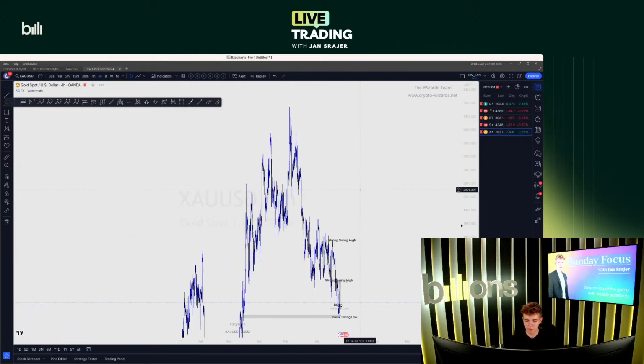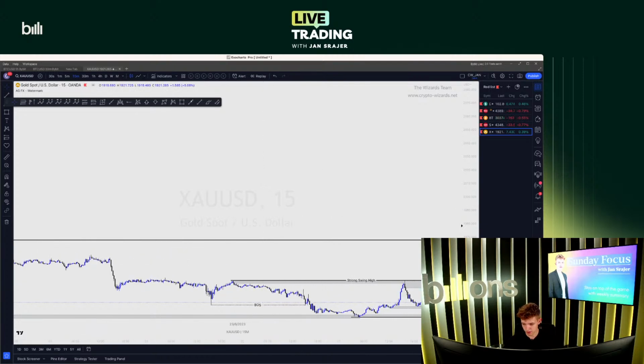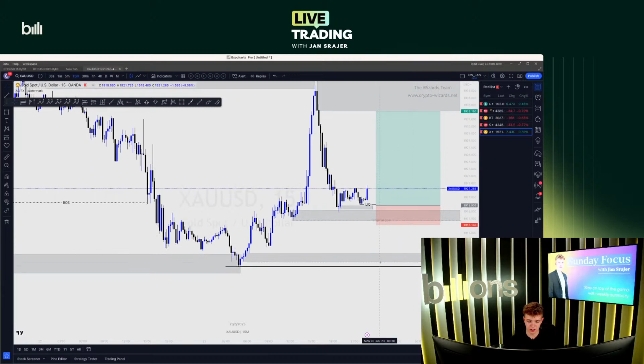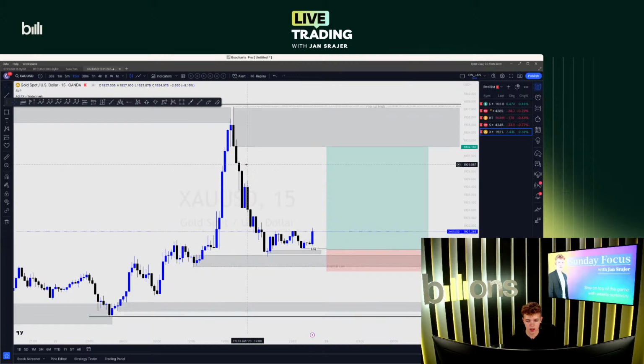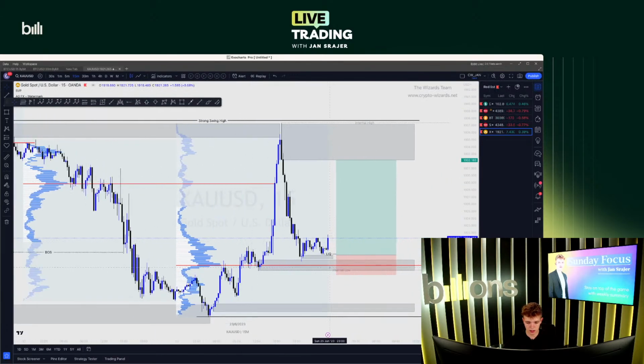I forgot about one thing on gold. Let me go back. Sometimes this can happen. That's why you need to have a checklist, and actually I have it here on the left side, but it's always good to double check. I think that we weren't marking naked POCs. Alright, we have the naked POC inside here. So now the scenario becomes even more likely that we're gonna get moved down and we're gonna create something like this.